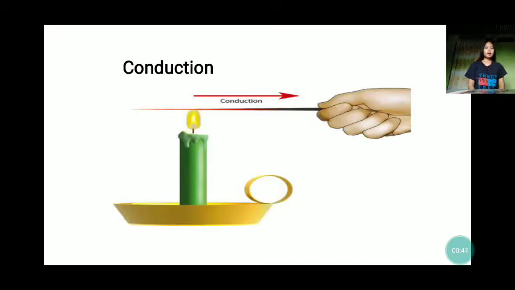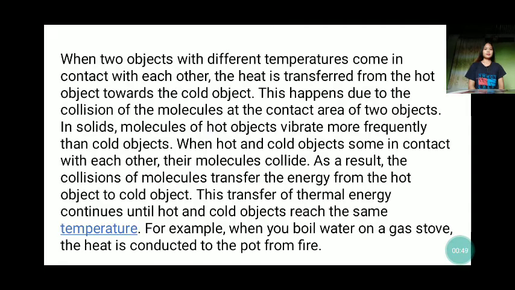Here's the example of conduction. When two objects with different temperatures come in contact with each other, the heat is transferred from the hot object towards the cold object. This happens due to the collision of the molecules at the contact area of the two objects.